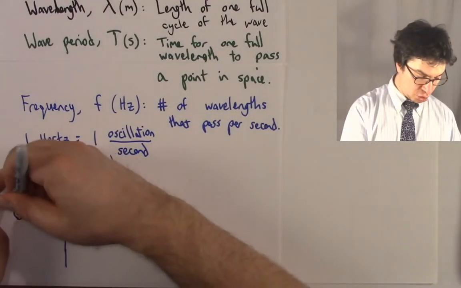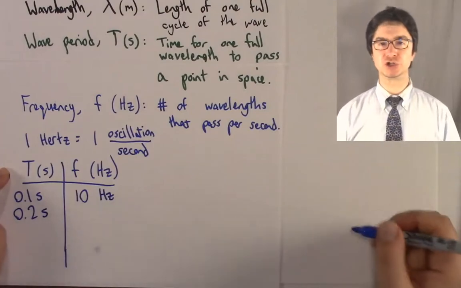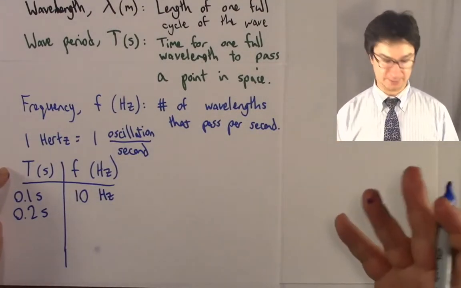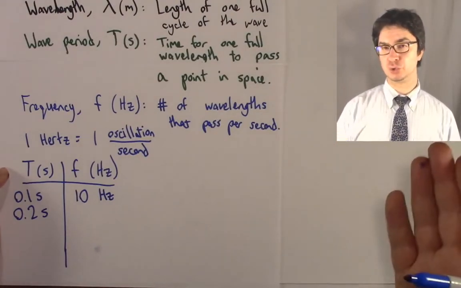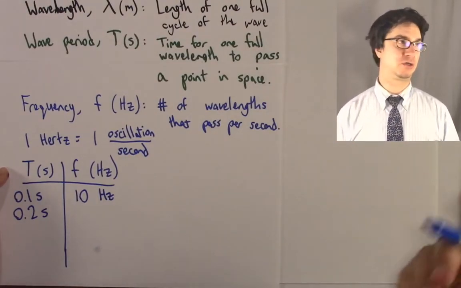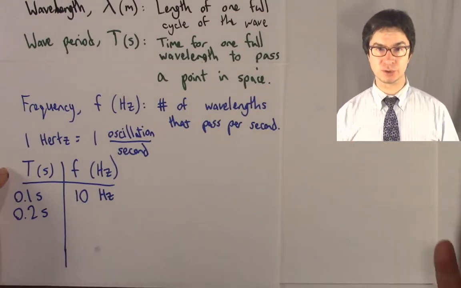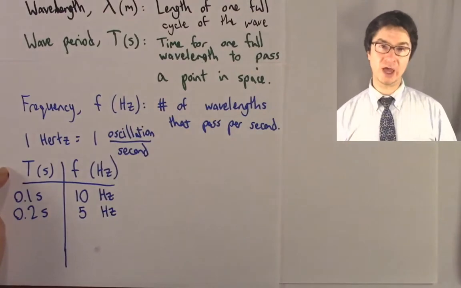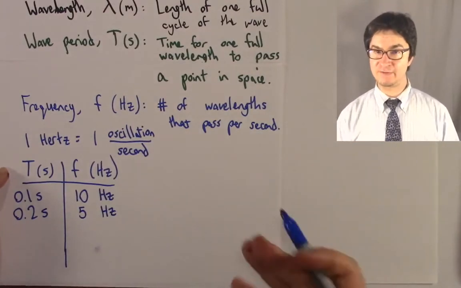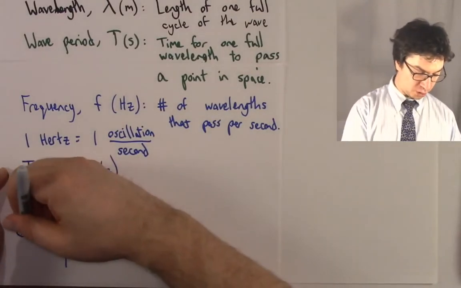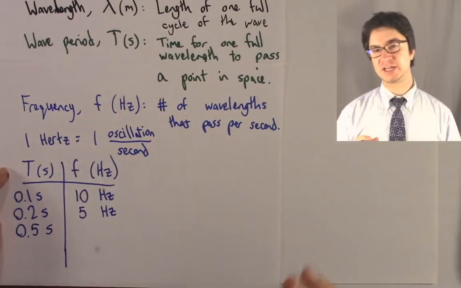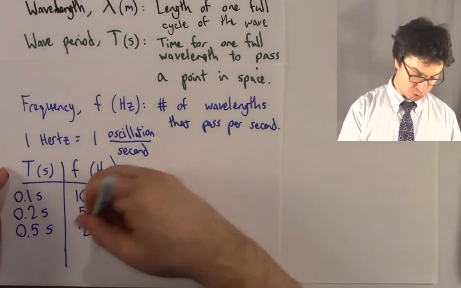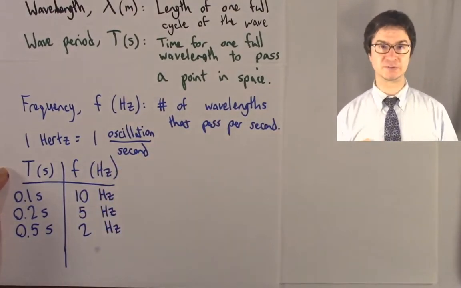What about this? What if it took 0.2 seconds for a full oscillation of the wave? How many could we fit into 1 second? Well, how many times does 0.2 go into 1? Or in other words, how many times does 20 cents go into a dollar? Goes in 5 times. So if each wave takes 0.2 seconds, then we can fit 5 of them in a second. What about half a second? If it takes half a second for a wave to pass, then how many could you fit per second? Well, that's 2. 2 hertz, 2 waves per second.